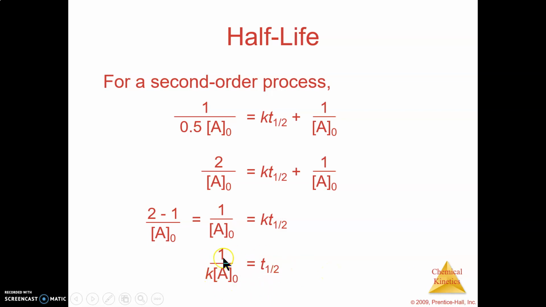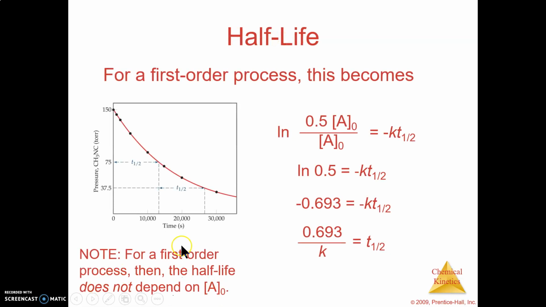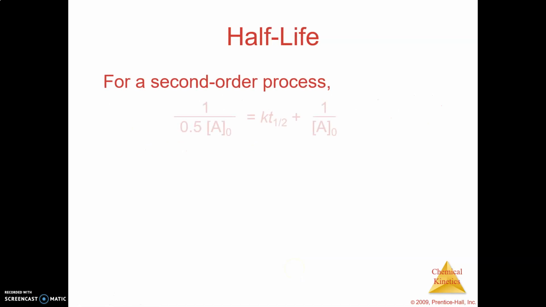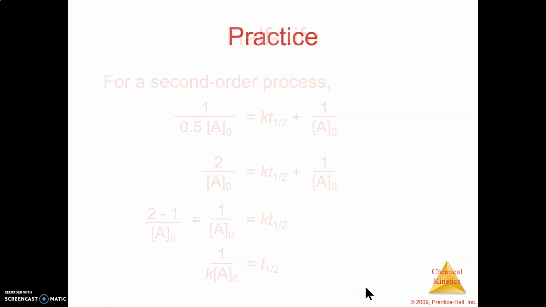They don't give you this formula on your periodic table. I would tell you this is definitely a formula you need to memorize. If they ask you to solve for the half-life for a second-order process and you don't know the formula, there's no way you're going to be able to solve for it. So make sure you know the difference between the formulas and understand that for first-order processes, half-life is only dependent upon K. For second-order processes, half-life is dependent upon not only K, but your starting concentration.